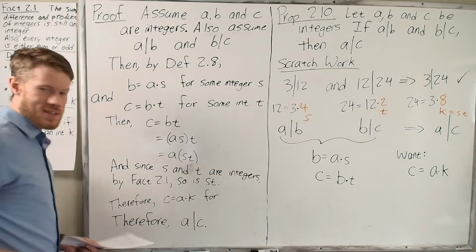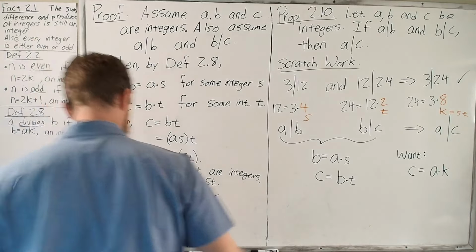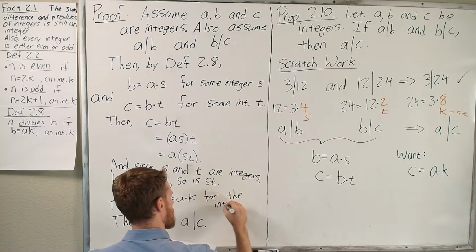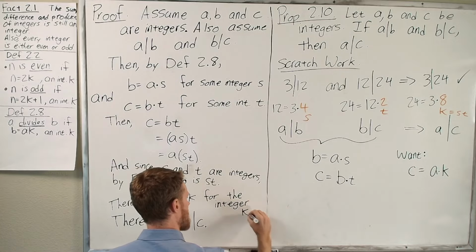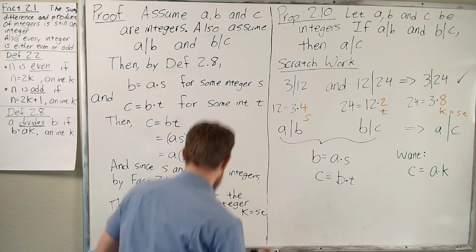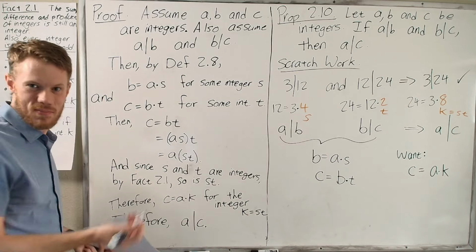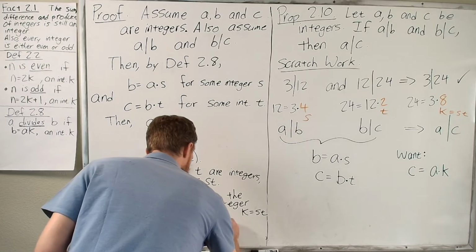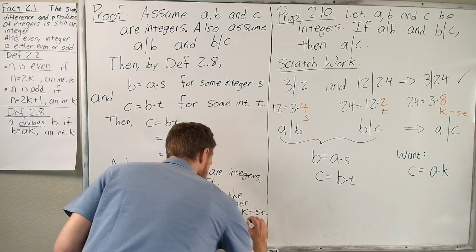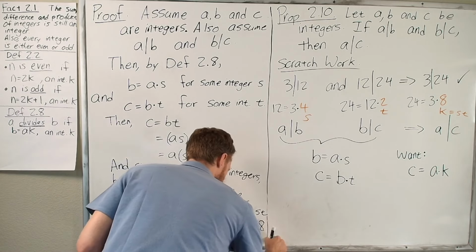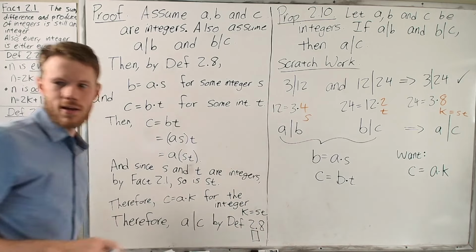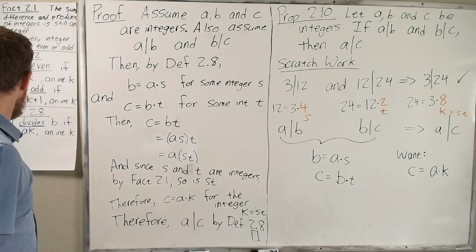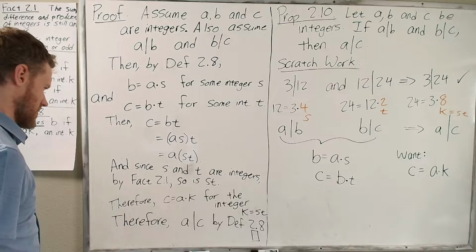Therefore, c equals a times k for the integer k equaling s times t. And therefore, a divides c. That's the definition of divides. Maybe I'll write that. By definition 2.8. And that concludes the proof. So we can write our proof box. Okay. So there you have it.